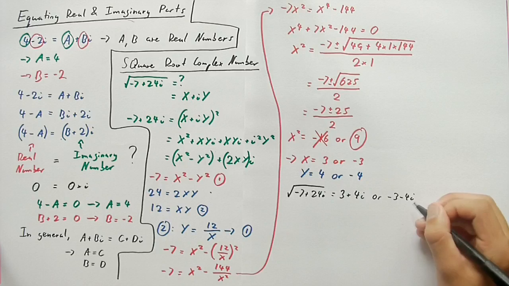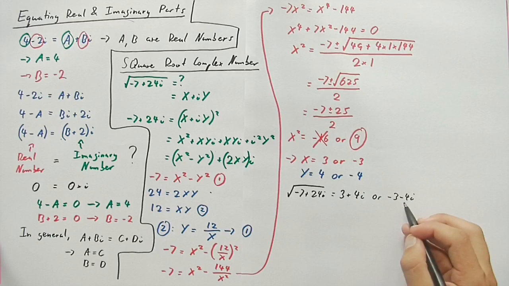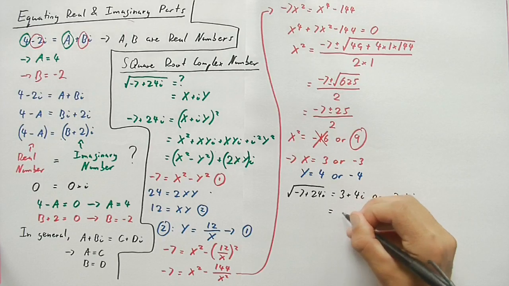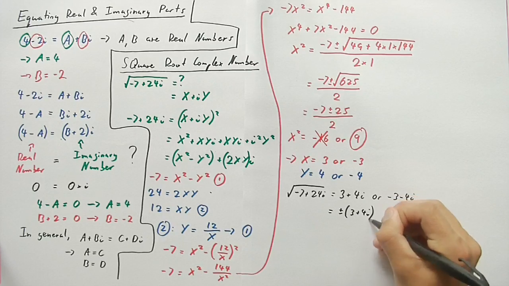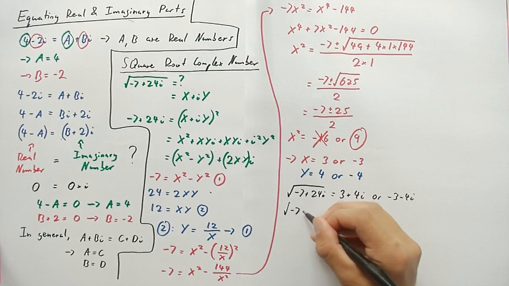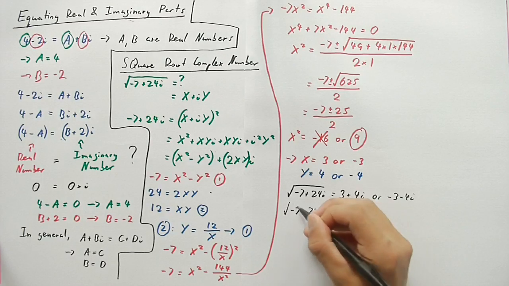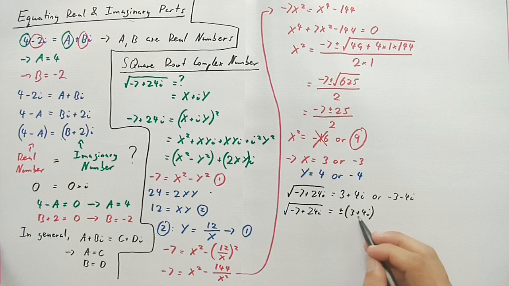And now you may notice that 3 plus 4i is equal to the negative of negative 3 minus 4i. So we can simplify this even further and say that the square root of negative 7 plus 24i is equal to plus or minus 3 plus 4i.